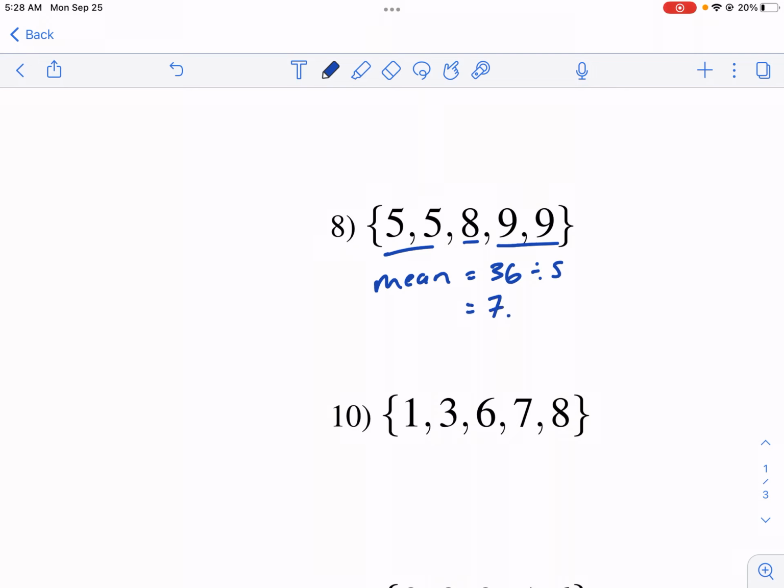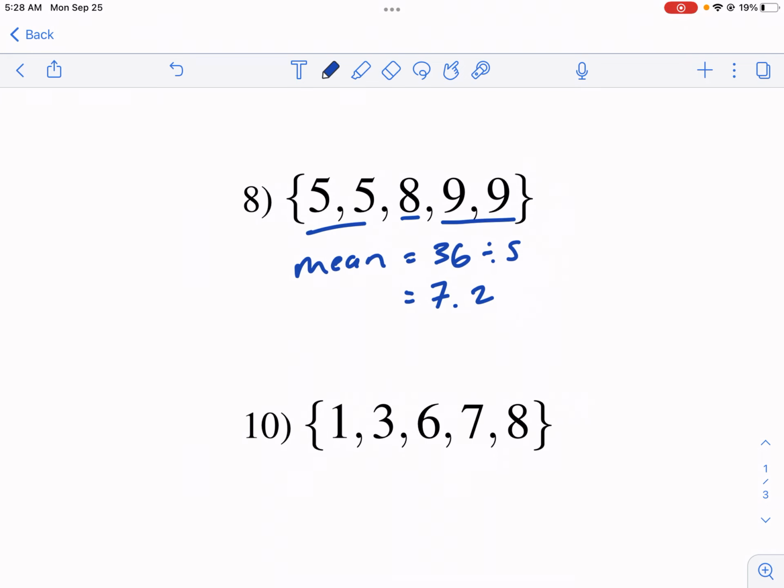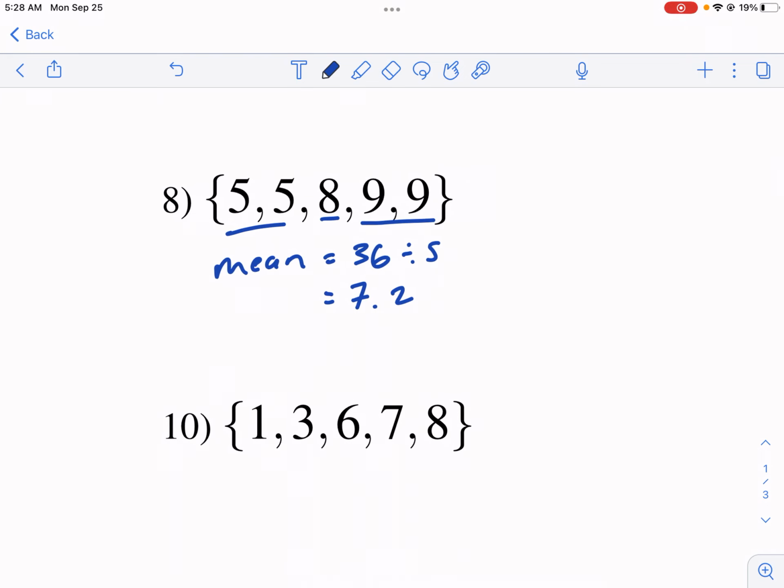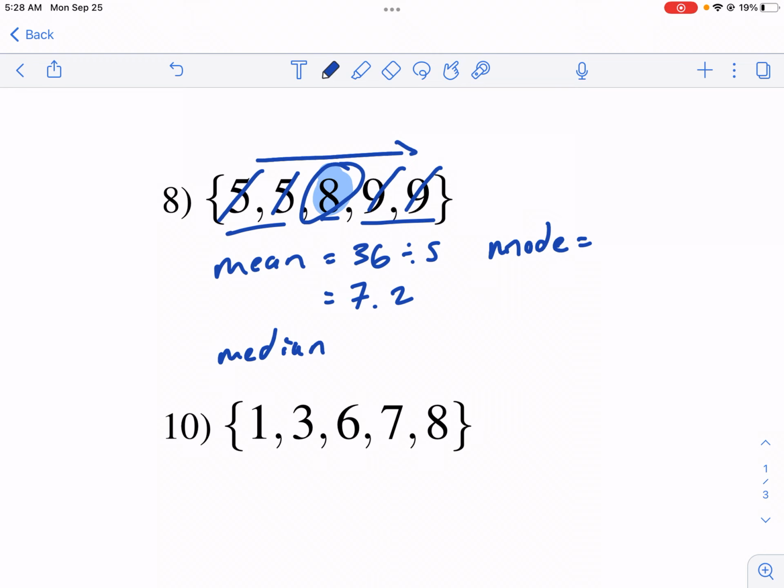If you need to know about decimal division and you don't have access to a calculator, definitely check out one of my other videos where I go over how to divide decimals. But for now, we have 7.2 for that answer. Our mode, well, I'm going to come back to that. Our median is next. It's ranked in order already, so we're just looking for the middle number, and that's 8. Another way to find the middle number is to just cross off left, right, until you arrive at the middle number or the middle 2 numbers if it's an even count. But our median for this is going to be 8.